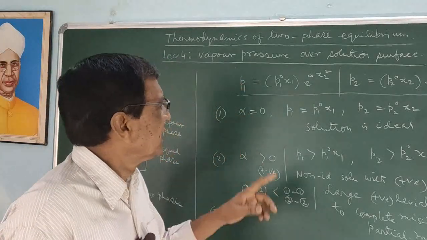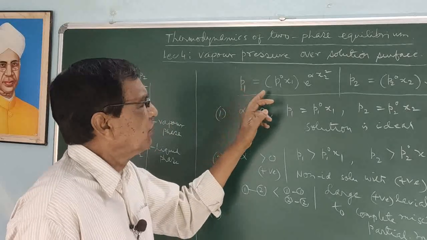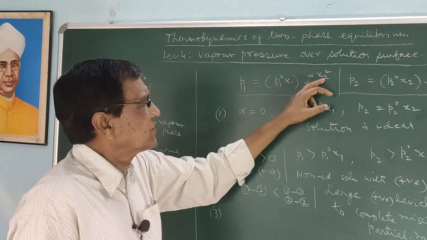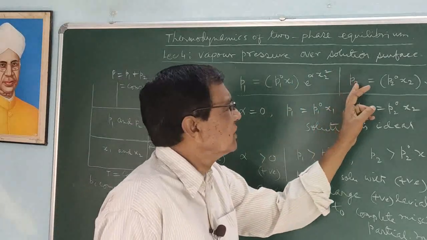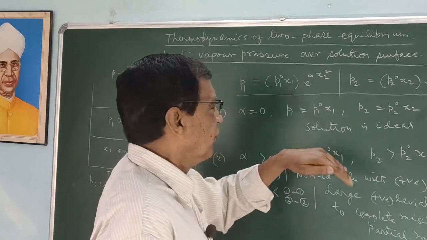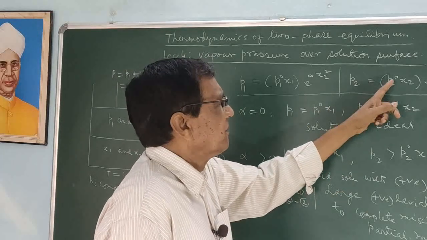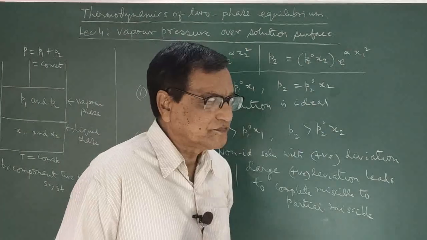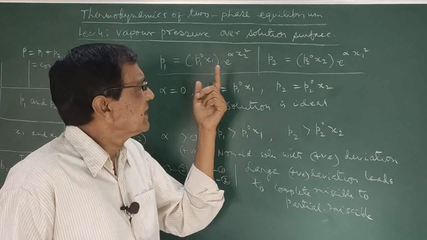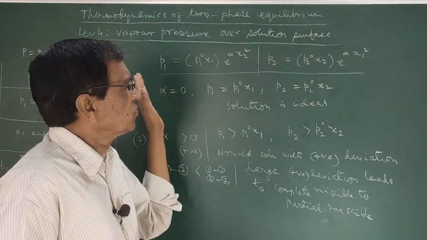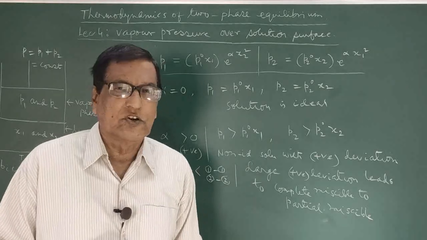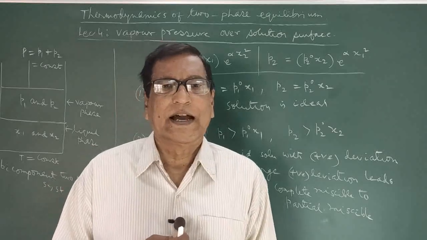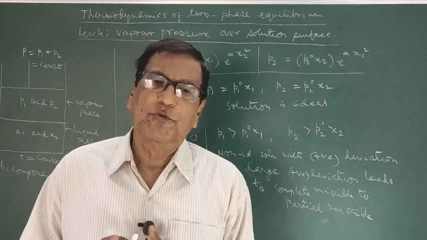This generalized vapor pressure is P1 equal to P1 naught x1 and e to the power alpha x2 squared, and P2, the vapor pressure of the second component over the solution, is P2 naught x2 and e to the power alpha x1 squared. In these general expressions, everything else is known except alpha. Alpha is a constant, and the peculiar fact is that alpha will be the same for both the components.